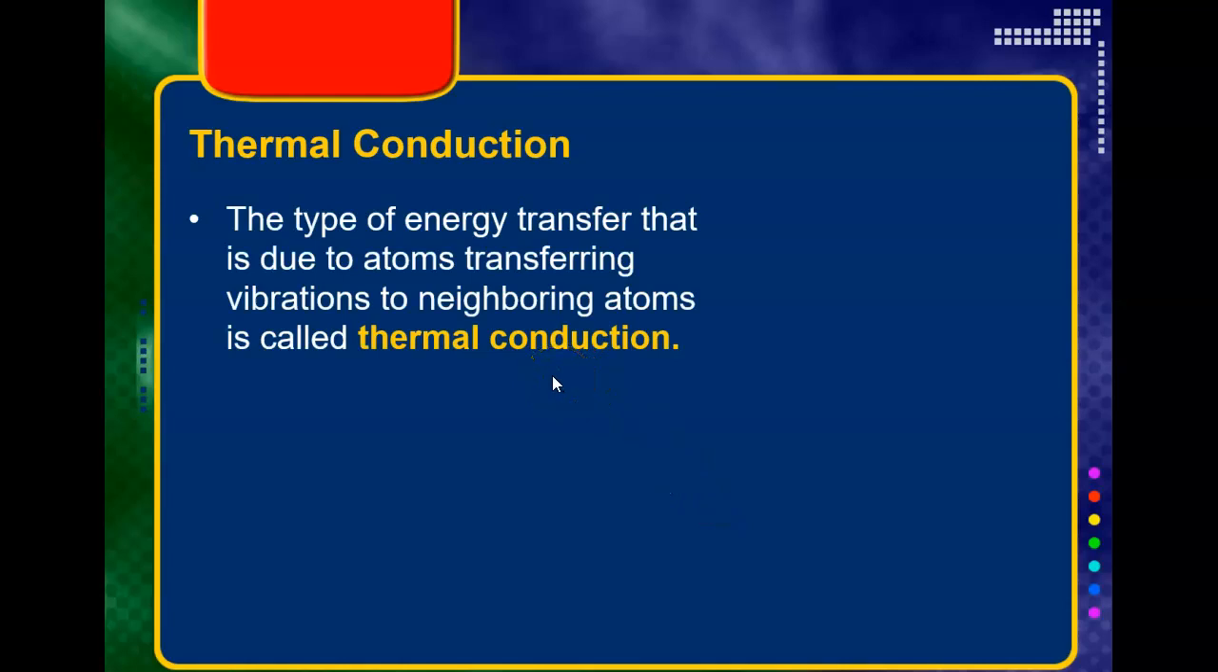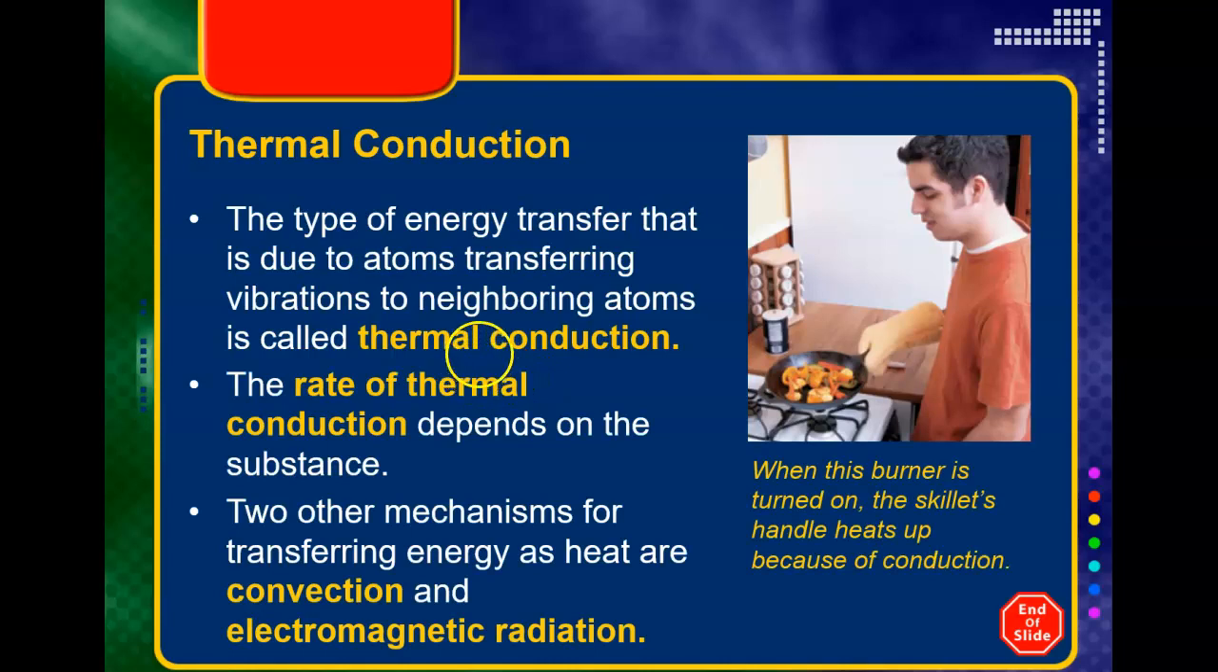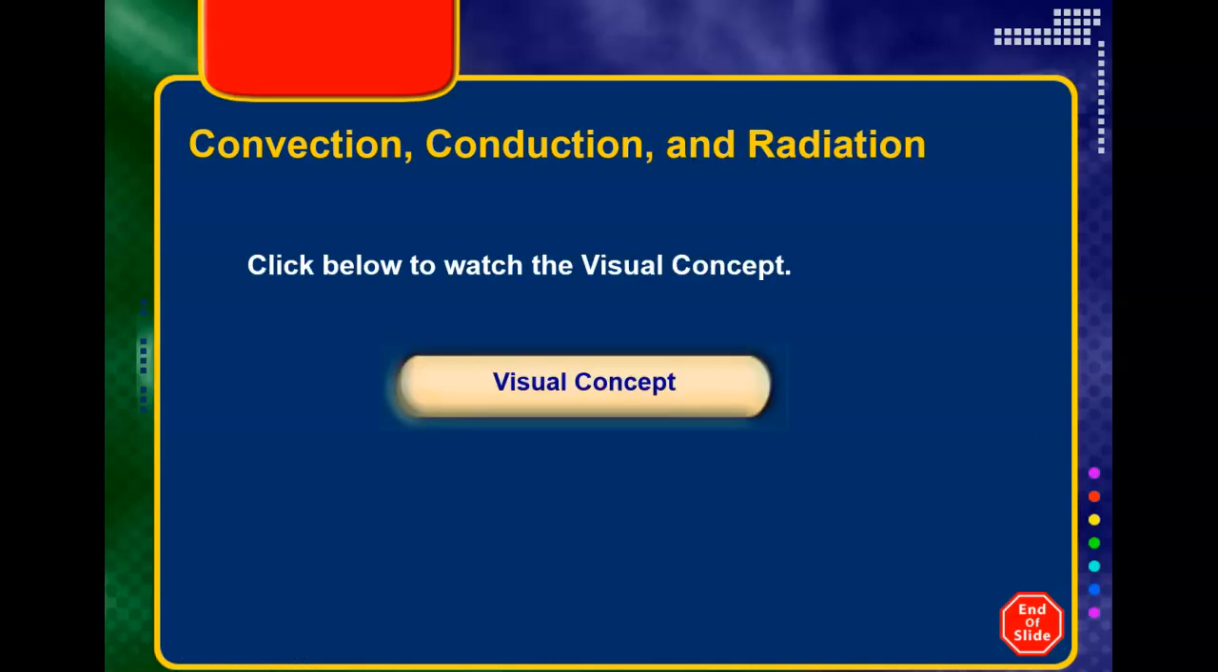The type of energy transfer that is due to atoms transferring vibrations is called conduction. So when things heat, it's like when the burner is turned down, the skillet's handle heats up due to conduction. So this energy that's transferred, the heat that's transferred when you touch something, conduction is when you touch and transfer energy through touching. The other two are called convection and radiation. And we're going to show you a quick little video to show you the differences here.